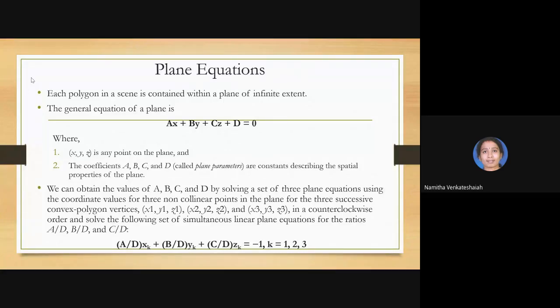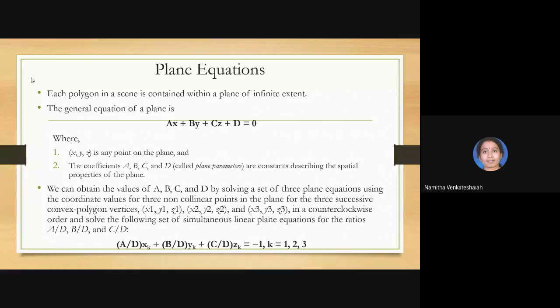The first point can be considered as x1, y1, z1. The second point is x2, y2, z2. The third point is x3, y3, z3, in a counterclockwise order. That is also very important. And then we'll solve the following set of simultaneous linear equations. That means I will have three equations.